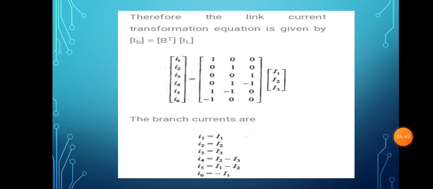Therefore, the link current transformation equation is given by IB equal to B transpose IL, and the branch currents are I1 is equal to capital I1, I2 is equal to capital I2, I3 is equal to capital I3, I4 is equal to capital I2 minus capital I3, I5 is equal to capital I1 minus capital I2, I6 equal to minus capital I1.